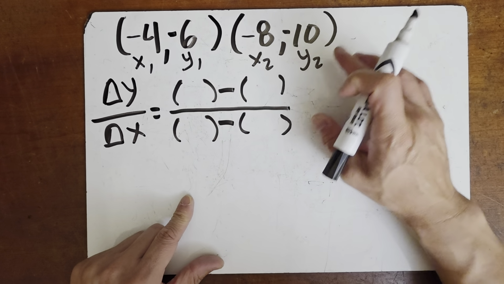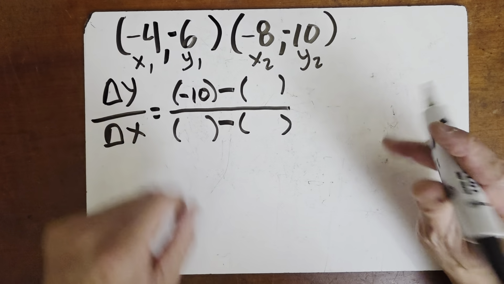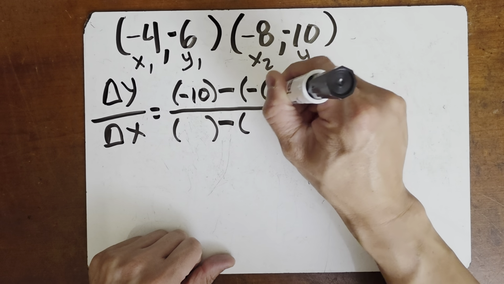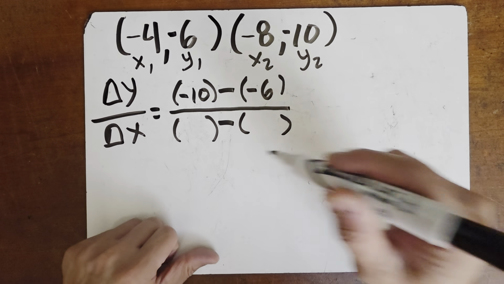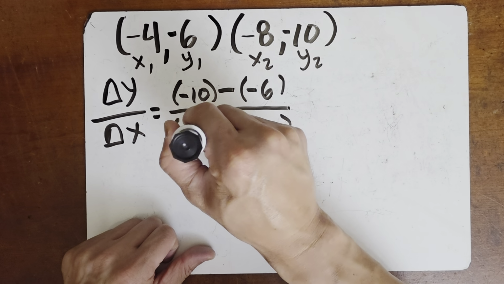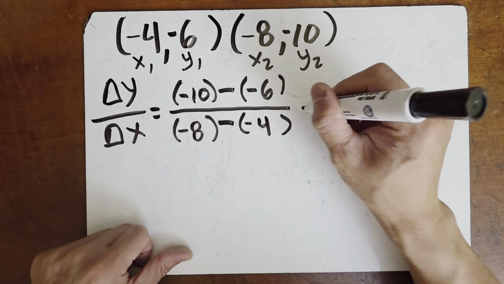And y2 is -10. So I'm going to put -10. And y1 is -6. So I put -6. That's it. x2 is -8. x1 is -4. All right.